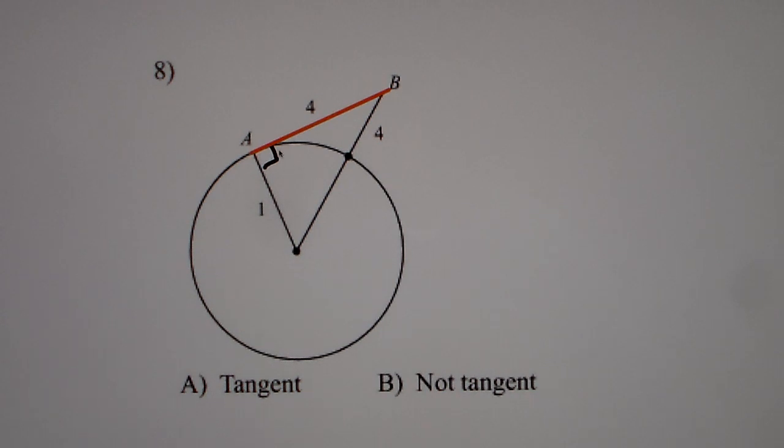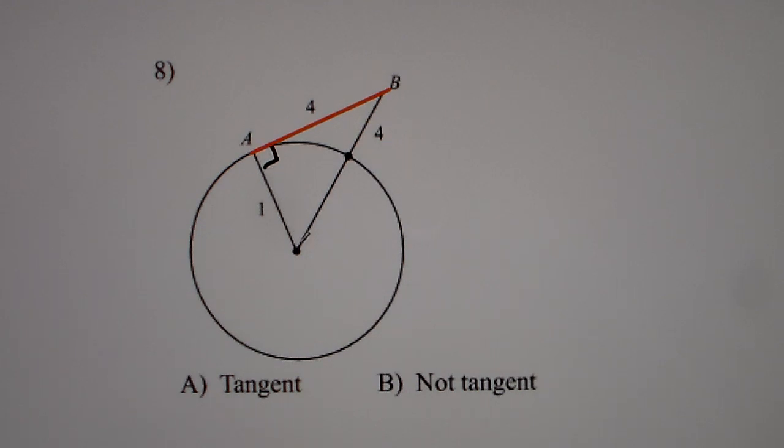Is it just touching? So in order for it to be tangent, the requirements are it needs to be a right angle with the radius, aka it needs to be 90 degrees, and it can only be touching at one point. Well, we can see it's only touching at one point. And now we just got to determine all the side lengths. So we know the orange side length is 4, the radius is 1, and this little piece from here to B is also 4.